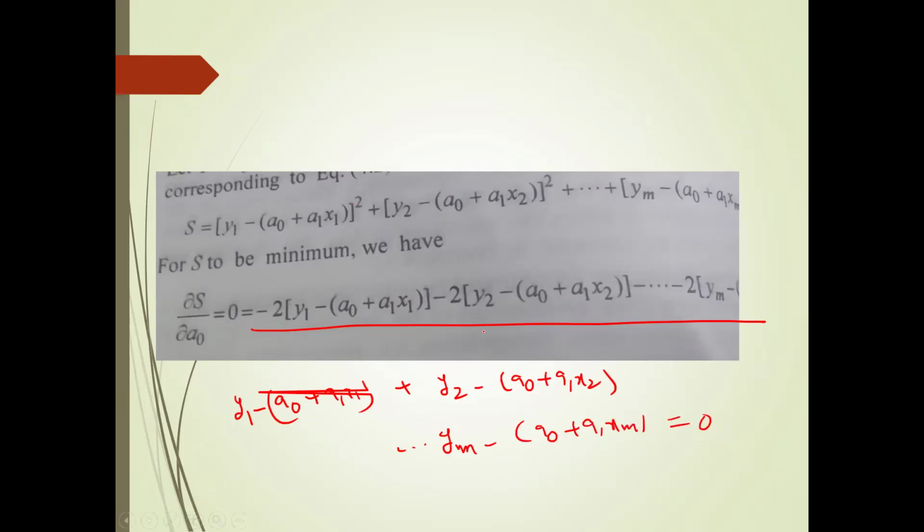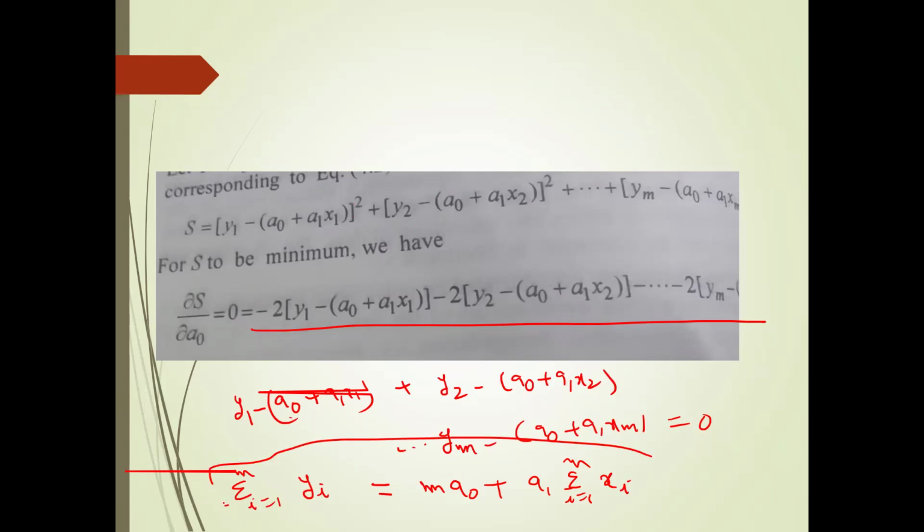Because minus 2 cannot be 0. So y1, y2, up to ym. So sigma i equal to 1 to m yi, I'm sending this minus to that side, a naught m times. So m a naught. And if I take a1 common, sigma i equal to 1 to m, this is x1 plus x2, and so on up to xm. I'm sending this side, so it becomes plus. So this is the equation: sigma i equal to 1 to m yi is equal to m a naught plus a1 into sigma i equal to 1 to m xi.